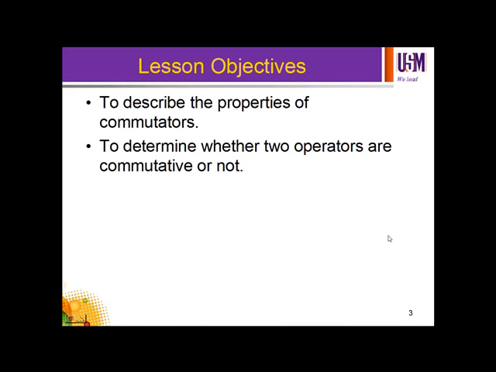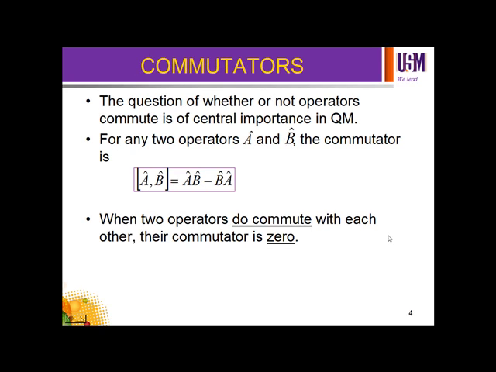The objectives of this lesson are that after this lesson, you should be able to describe the properties of commutators and to determine whether two operators are commutative or not. The question of whether or not operators commute is of central importance in quantum mechanics. That means most of the time we need to determine whether the operators used in quantum mechanics in our operations are commutative or not. So what are commutators?